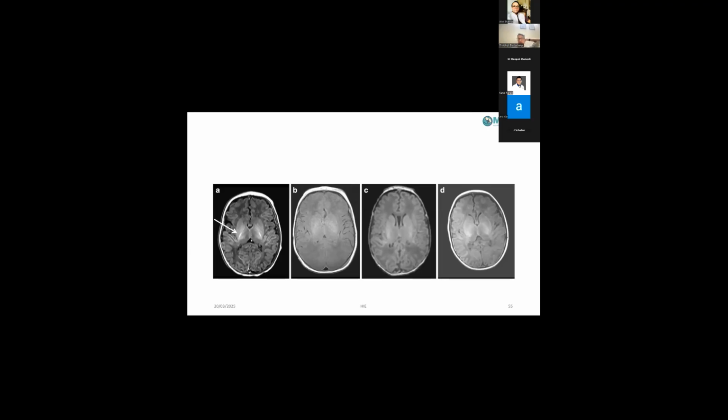Anybody wants to comment on this one? What we are seeing? First of all, is it a T1 or a T2 imaging? T1. Excellent. So this is T1, not T2, because the CSF is not bright. And in A, you can see a nice bright white line, so posterior limb of the internal capsule, right? Can you see any of this here? We can't see any of this here, right?